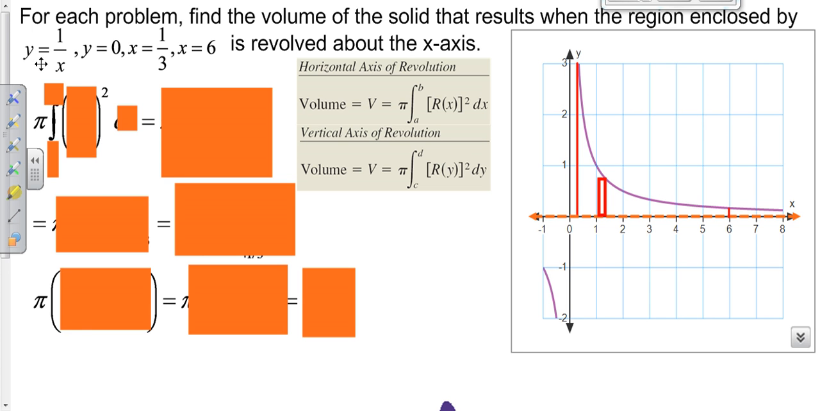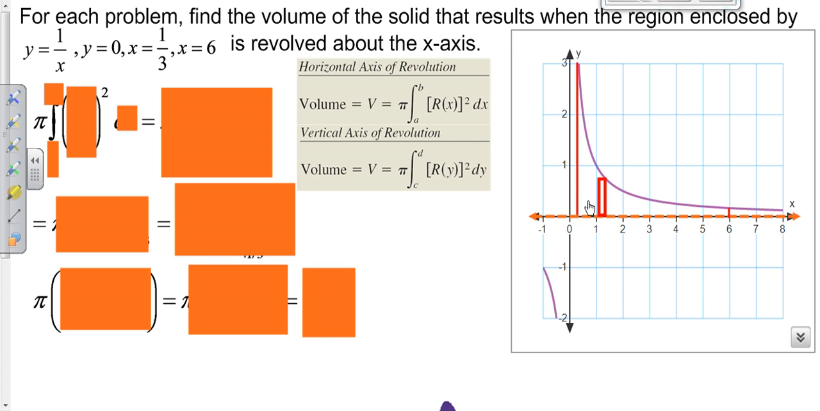We're going to go ahead and graph our inverse function, y equals 1 over x. And we're going to look at the area that's bound by y equals 0, which is your x-axis, starting at x being 1/3 going over to 6. So that would be this area right here between the 1/3 and the 6.